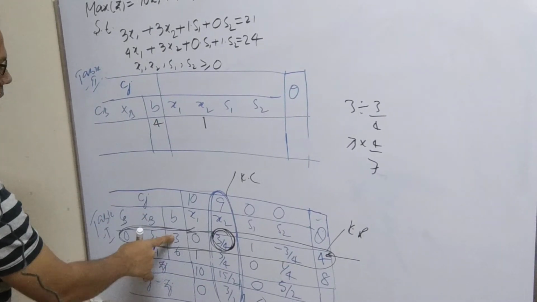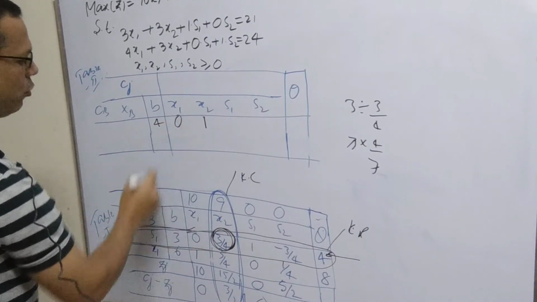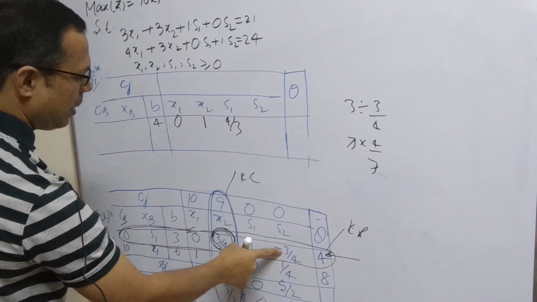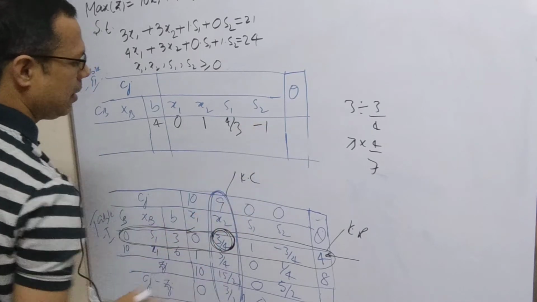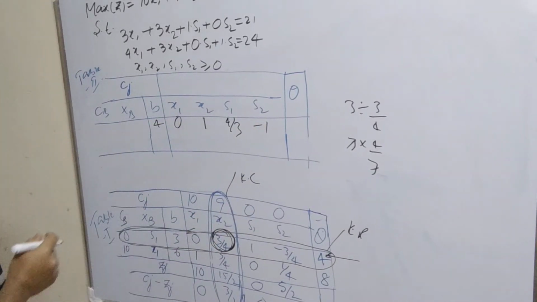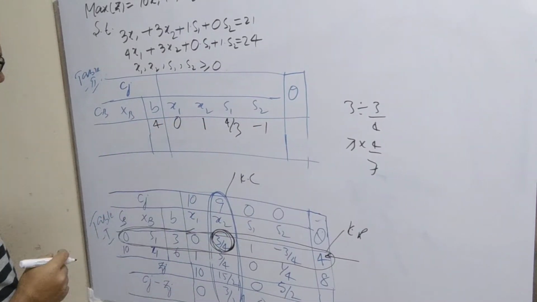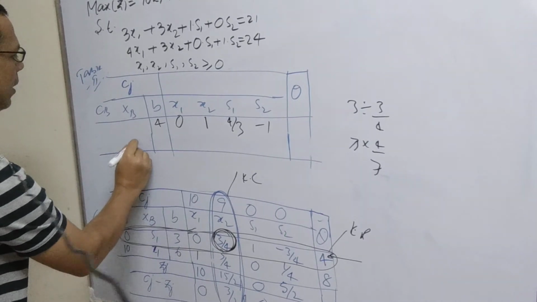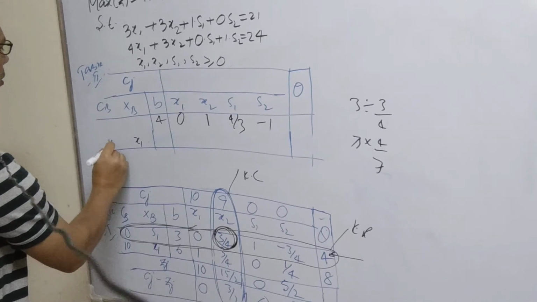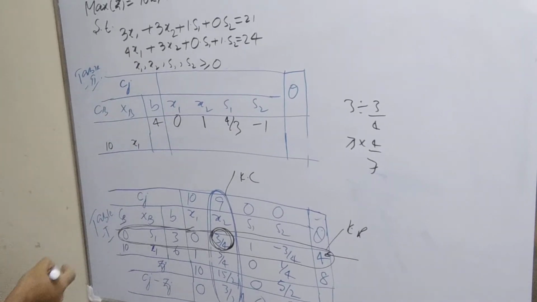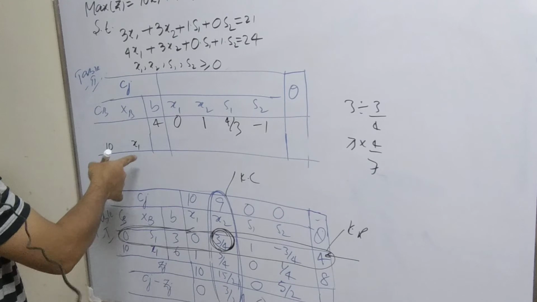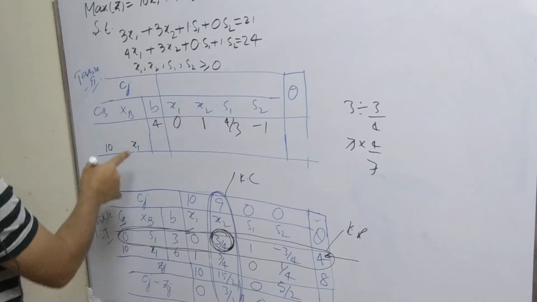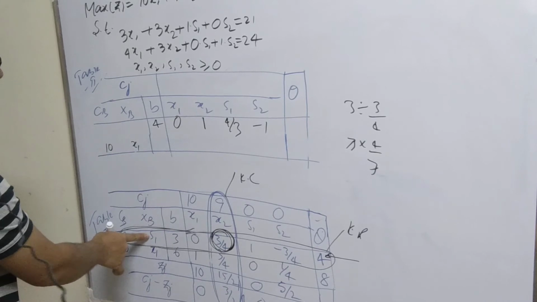So now we are going to write here. This is the 4. 0 divided by 3 by 4 is 0. 1 divided by 3 by 4 is 4 by 3. Minus 3 by 4 divided by 3 by 4 is minus 1. Now this row has been completed. And here x1 is not going to be changed because this one has already been replaced with another variable. So s2 has already left the position and x1 has taken its position. So here we are not going to make any changes. Where are we going to make the changes? We need to make changes here.